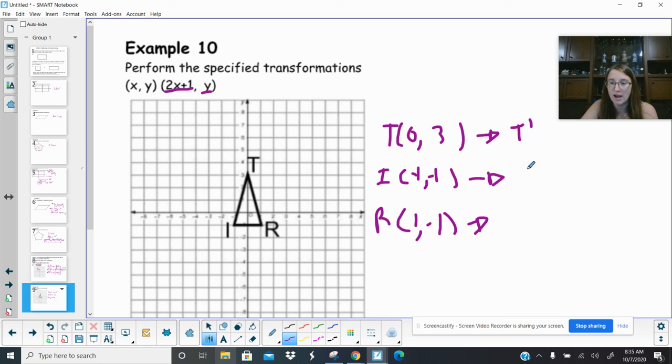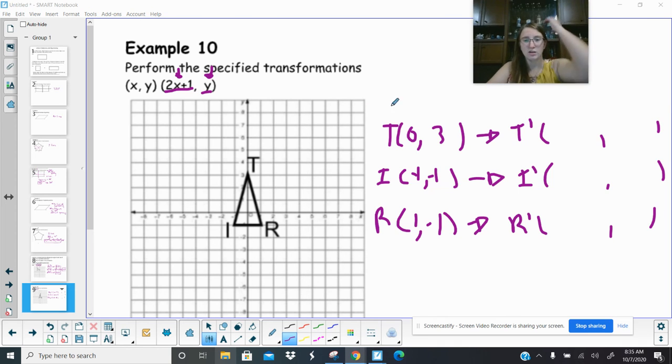Okay, now I want you guys to go ahead and try to find t prime, I prime, and r prime. Again, I'm going to make this a little bit bigger so I can show it to you when we go over it, for a reason. Because I'm going to take my x and plug it in here, spit out my answer. That's going to be my new x. And then my y doesn't change. So my y is actually going to just get copied over. Go ahead and give it a shot.